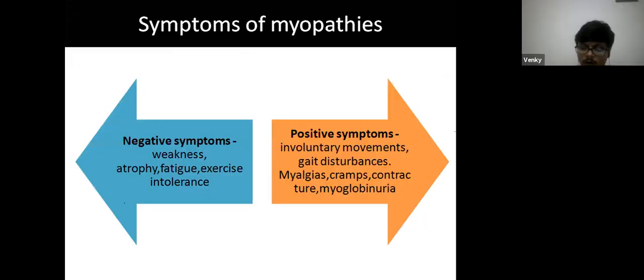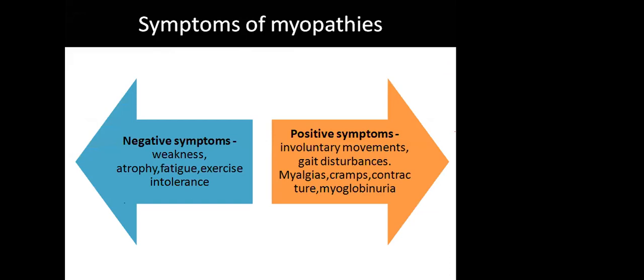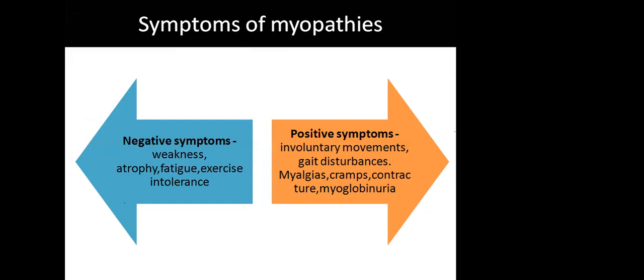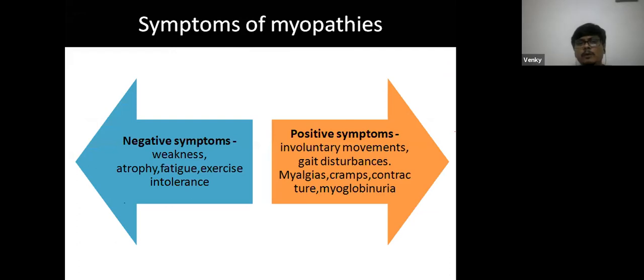Now you are receiving a case of myopathy, DMD, pectus. So many myopathy cases will come to you. What will be the symptoms? You will ask. There are two types of symptom: positive symptom and negative symptom. Usually, what are positive symptoms? The patient will come to you and say, sir, I am having this problem. For example, I am having involuntary movements, sir.